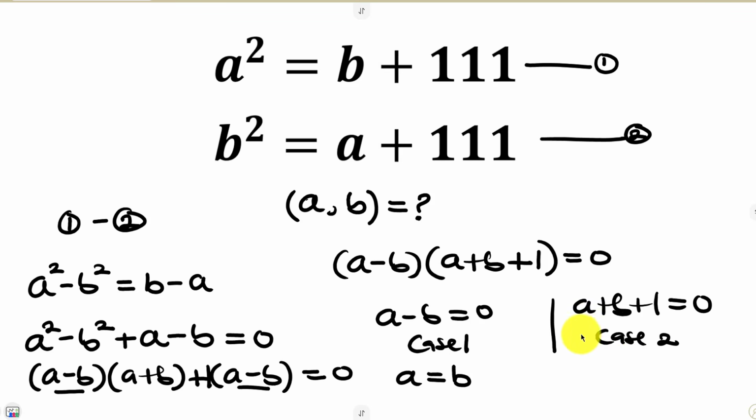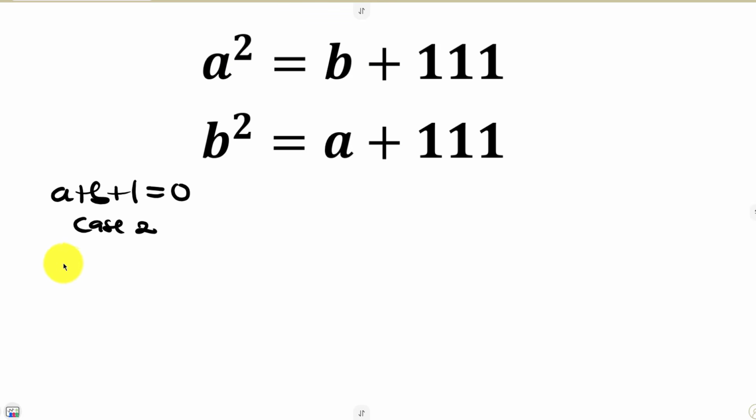Our case 2 is when we have a plus b plus 1 equal to 0. So let's try to make b the subject so we can substitute in equation 1. So making b the subject, we have b equal to, as a crosses to the right, it becomes negative a, and as 1 crosses to the right, it becomes negative 1. So I'm going to be substituting this for b in equation 1.